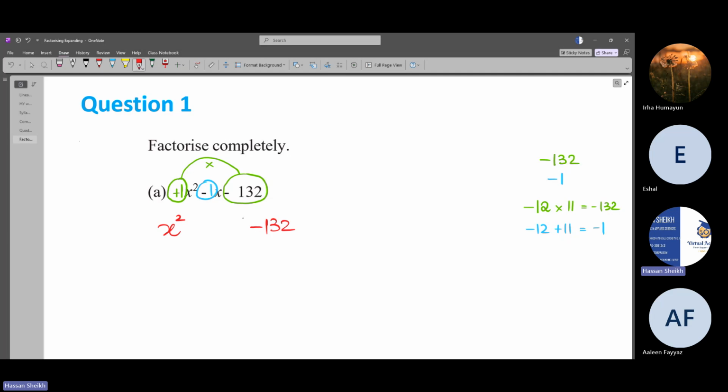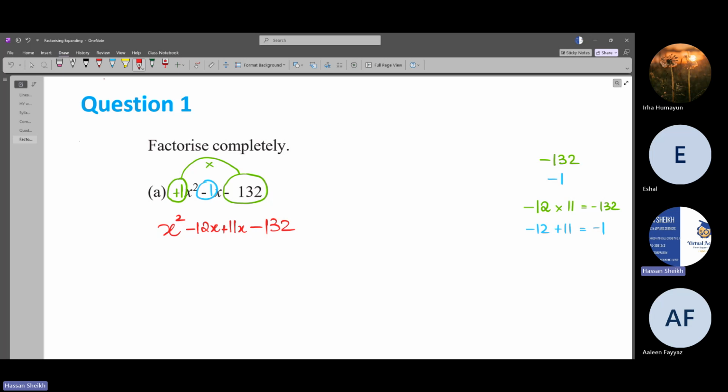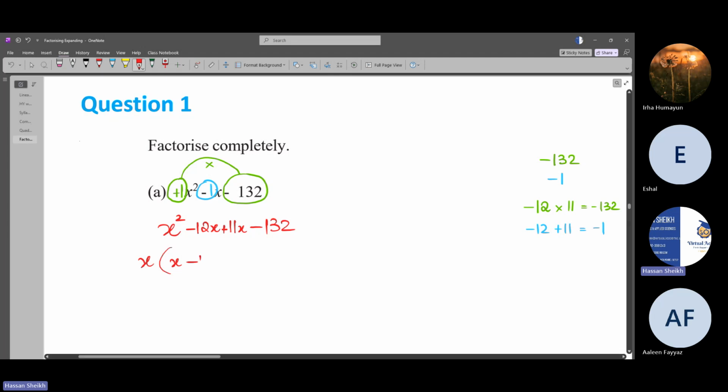So minus 1x is broken down this way: minus 12x plus 11x. Do you agree that minus 12x plus 11x is minus 1x? Yes. And then we take x common from the first two terms. It will be x times (x minus 12), plus 11 from the next two terms.